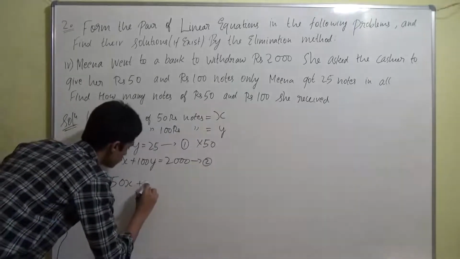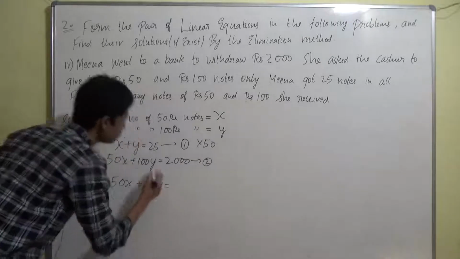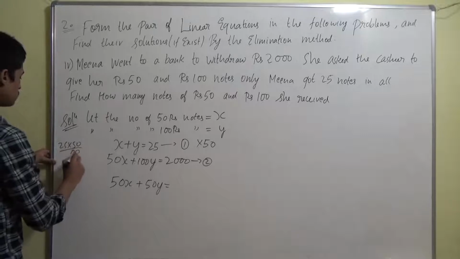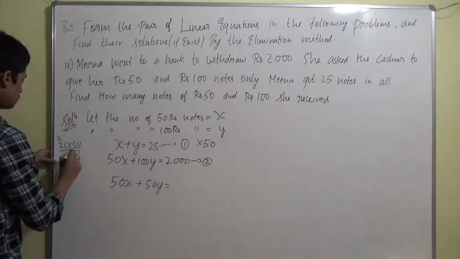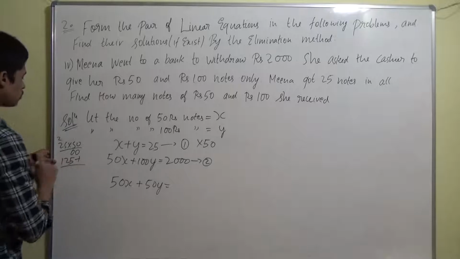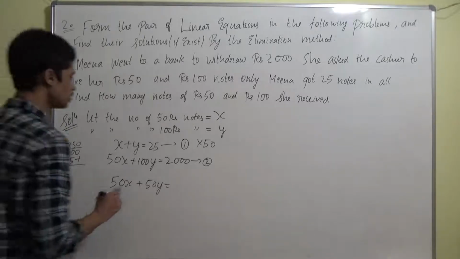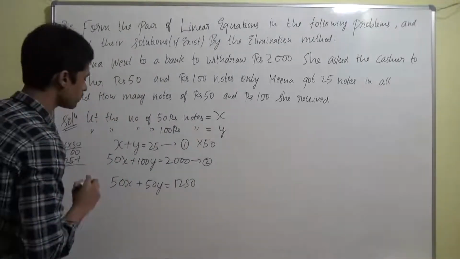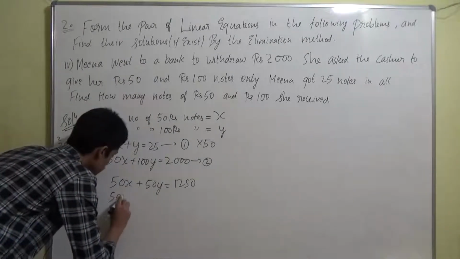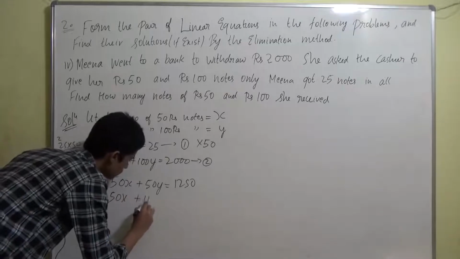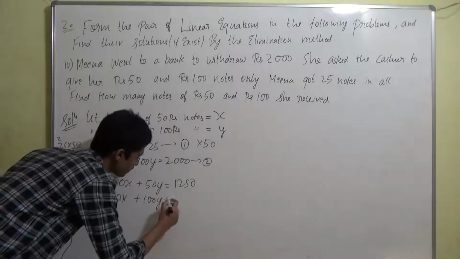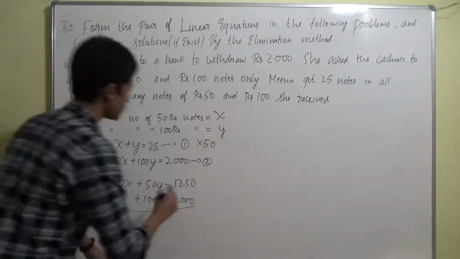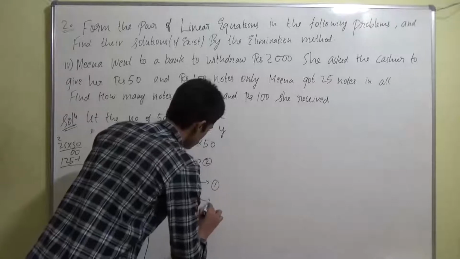50x plus 50y equal to, let's do this, 225 into 50. 1250 equal to 1250, and here second equation we are going to write it as it is. 50x plus 100y equal to 2000. Done. So this was equation 1 and equation 2.